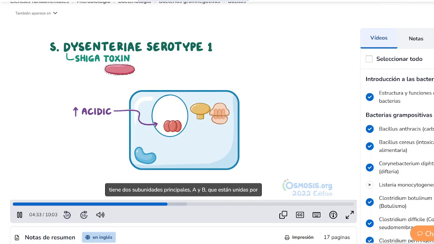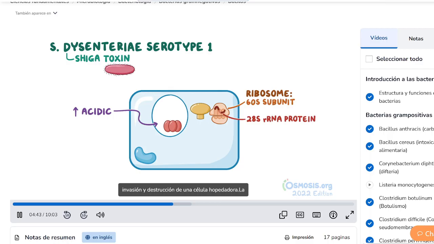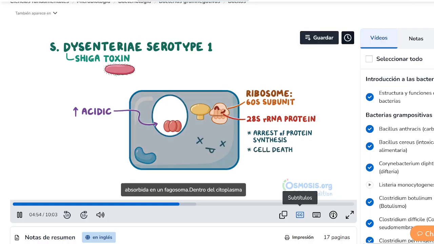ribosomes. In eukaryotic cells, ribosomes are made of two main subunits. The larger of the two is the 60S subunit, and it contains a 28S rRNA that's important for the initiation of polypeptide synthesis. The shigatoxin A subunit cleaves 28S rRNA, and the end result is an arrest of protein synthesis, followed by cell death.